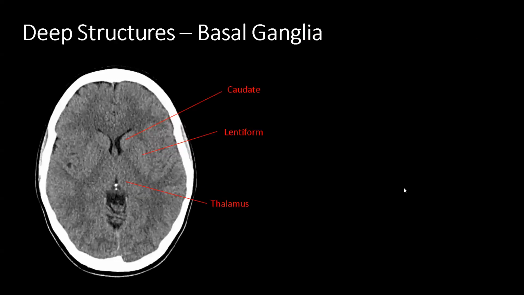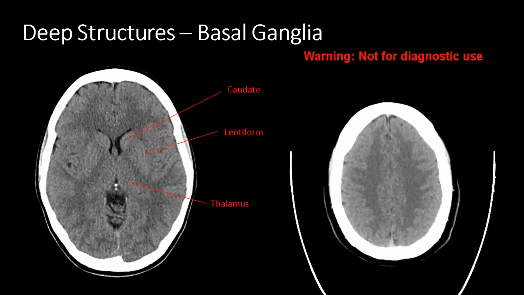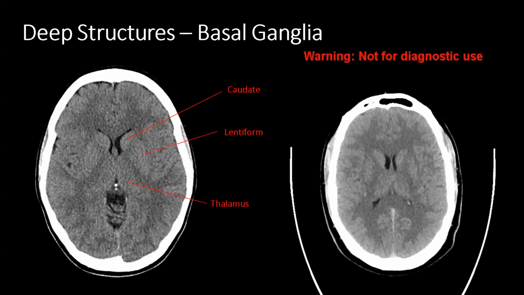We'll then talk about the deep structures of the brain, and we'll again start from the top of the brain and move more inferiorly to the bottom of the brain. Scrolling up to the top, the first deep gray matter structures that we encounter are the basal ganglia and the thalami. So what do those look like?